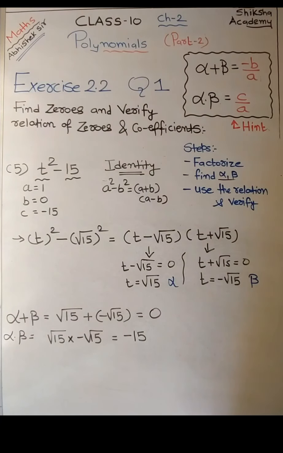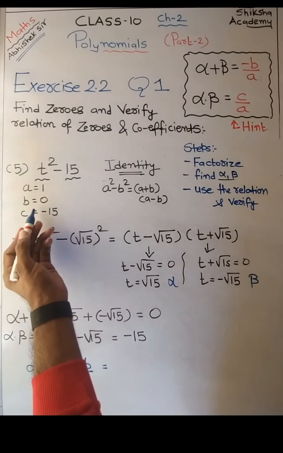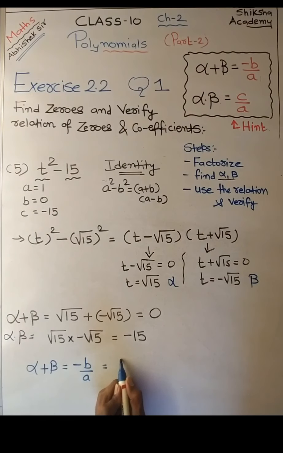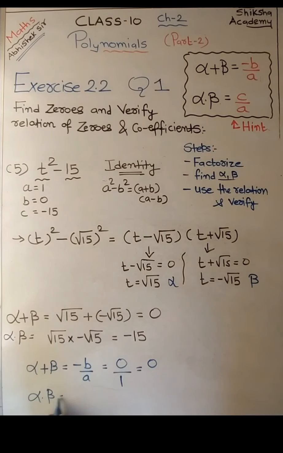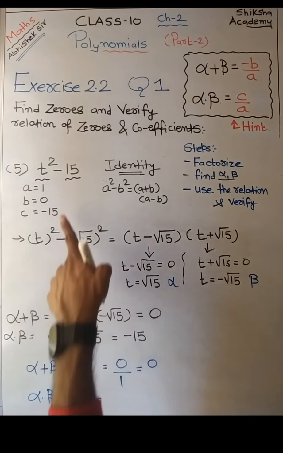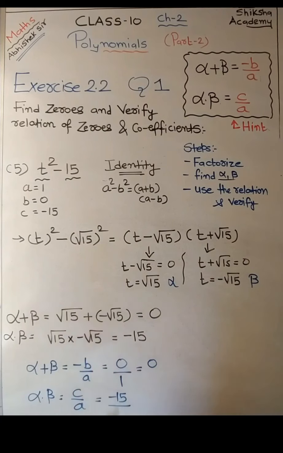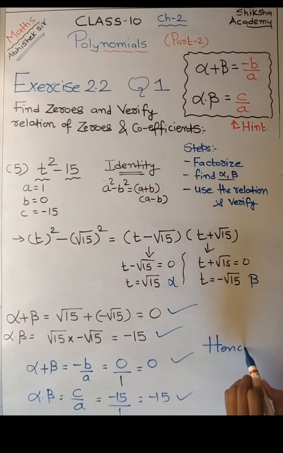Now let us go for the relation part. So alpha plus beta equals to minus b by a, that is minus b. Here we have b as 0, so it is minus 0, nothing but 0. A is 1, so what is our final answer? 0. Alpha into beta is c by a. What is c? It is minus 15. And what is a? It is 1. So final answer is minus 15. You can see that we have verified. So we can write hence verified.